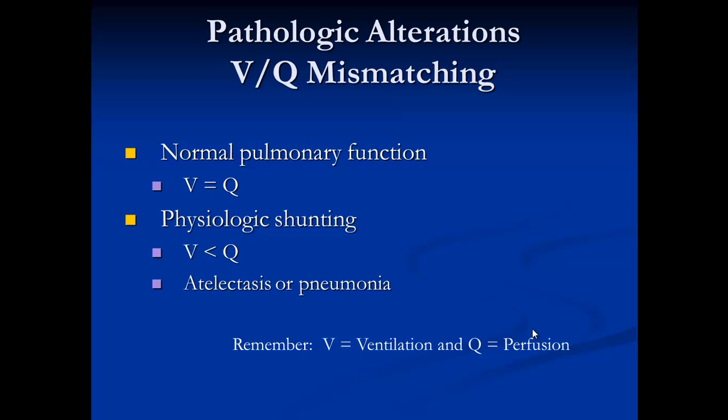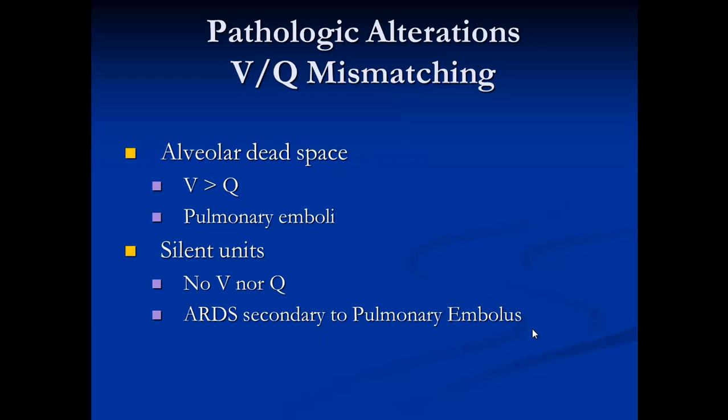unit. Examples of those are any type of pulmonary disturbance or illness, from pneumonia, pulmonary edema, atelectasis, COPD, chronic bronchitis, emphysema, anything that affects the lung. In contrast, alveolar dead space is basically when ventilation is normal, but perfusion is compromised, and the best example is a pulmonary embolism.